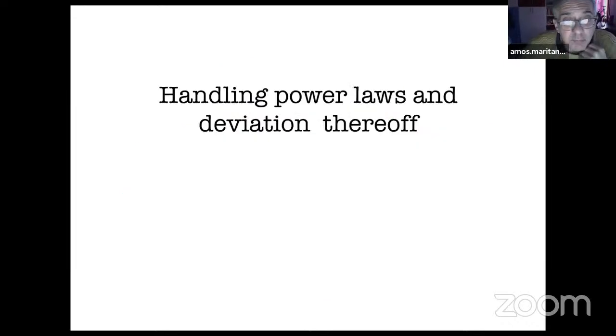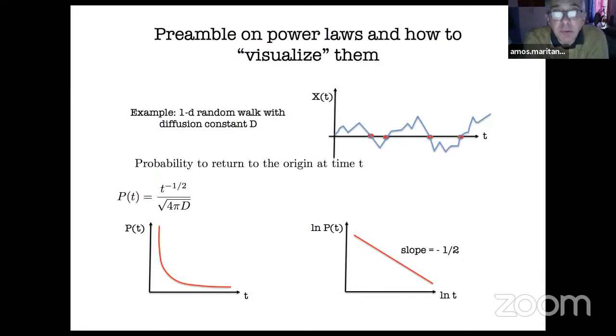Okay, so the first thing that I need to be sure you are aware of is what power laws are and how there are deviations from them, in order not to be confused about them. One example that most of you should know is the problem of diffusion, for example in 1D. You have a particle that diffuses in 1D and can move in a symmetric way both to the right and to the left. The probability to be at some position x at time t is given by a Gaussian with a variance that is proportional to the time.